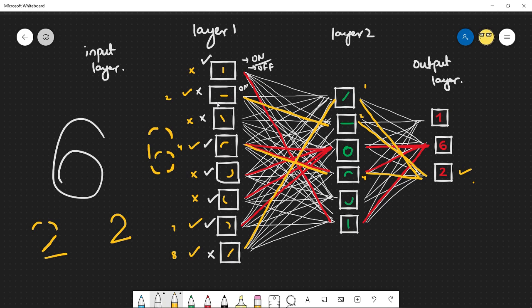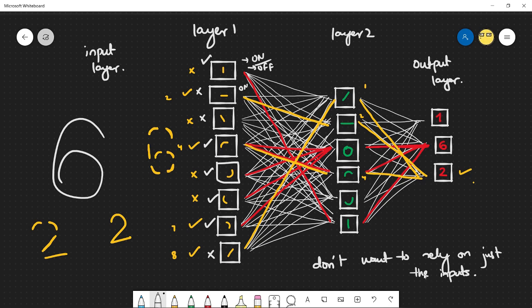So that sort of gives you an idea that you don't just need the input going through. So we don't want to rely on just the inputs.